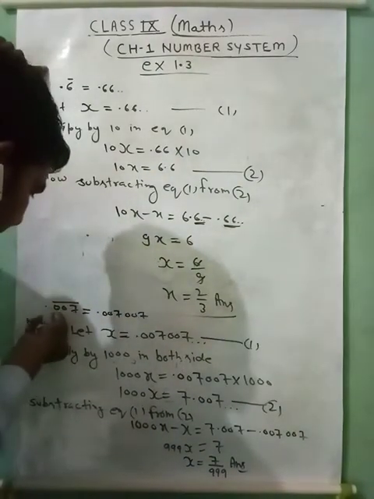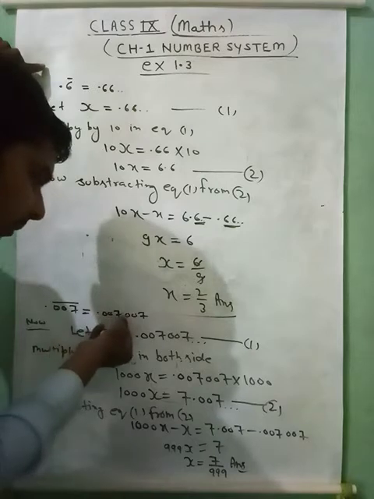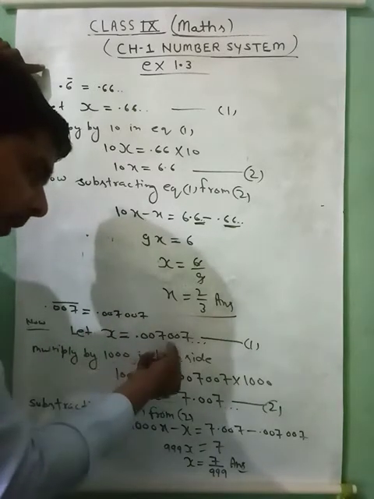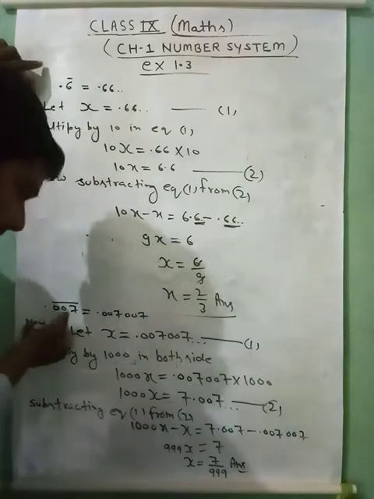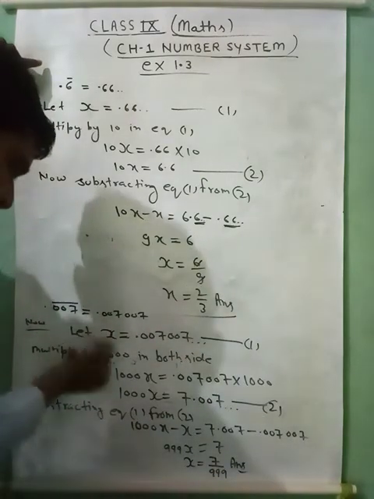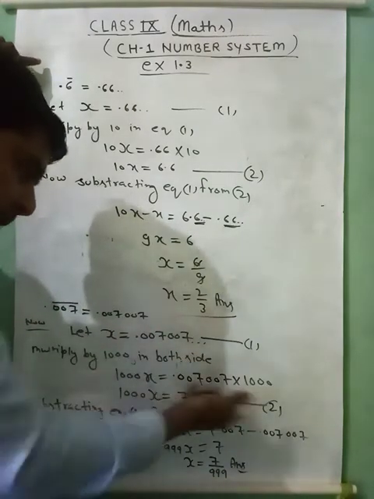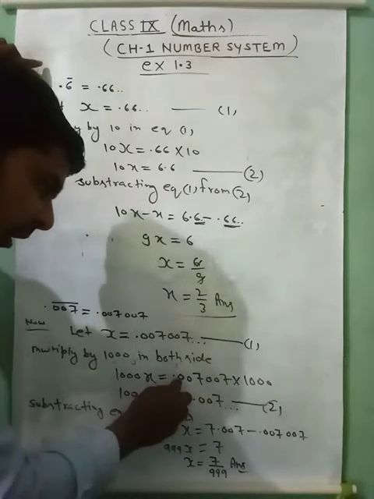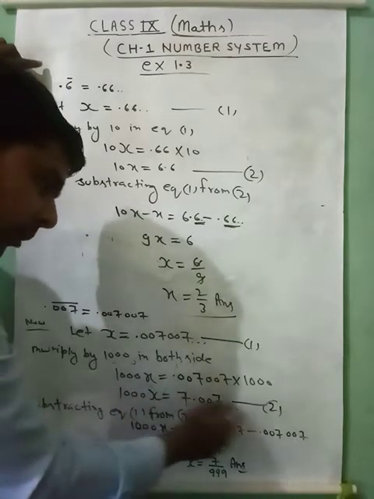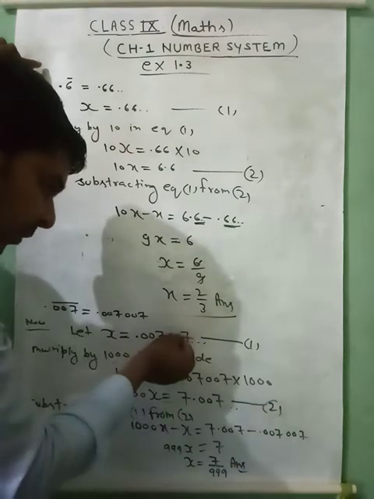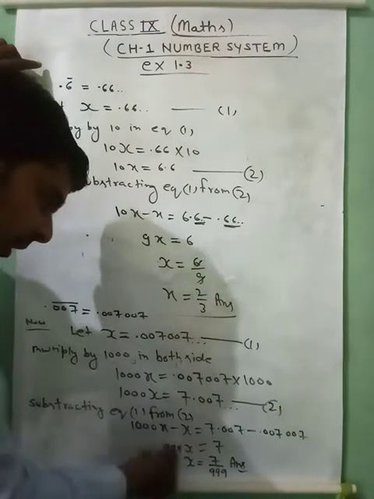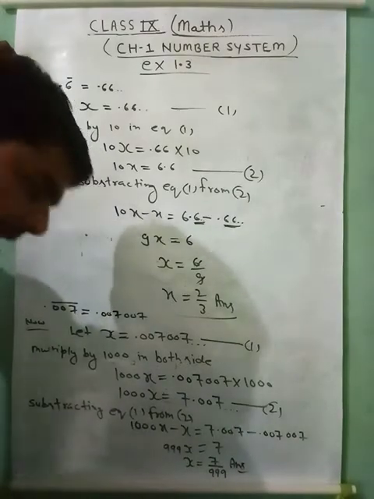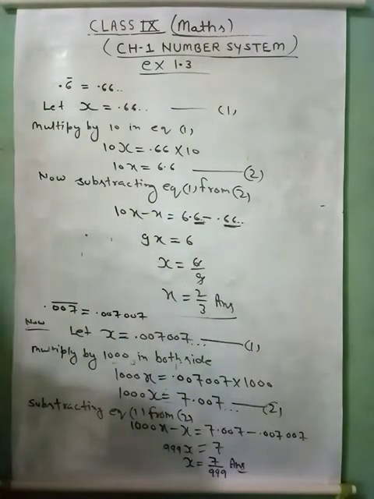Here, see one time again. It was 0.007, so we can write 0.007 because it's repeating. Let x is equal to 0.007. So we see here 3 digits are repeating. So we have to multiply by 1000 on both sides. It will be 1000x and it will be 7.007. So equation first will be subtracted from equation second. So 7 will be left here. So x is equal to 7 upon 999. It's your answer. Now see the next question.